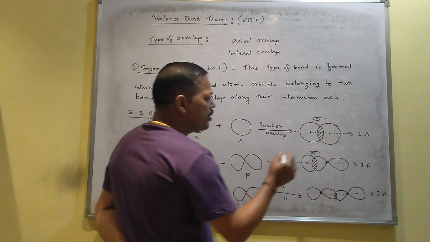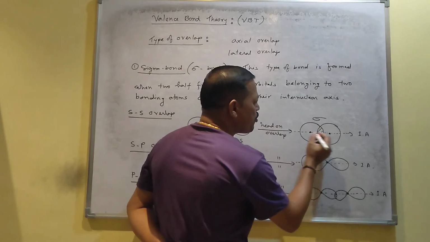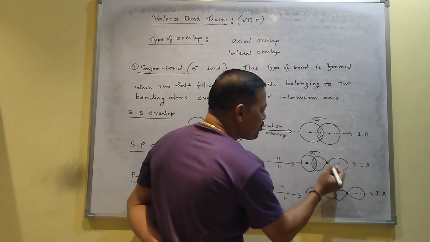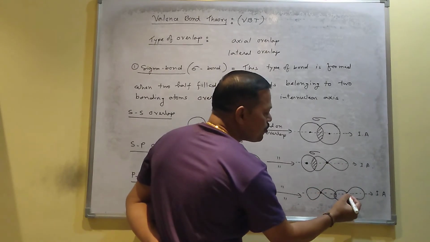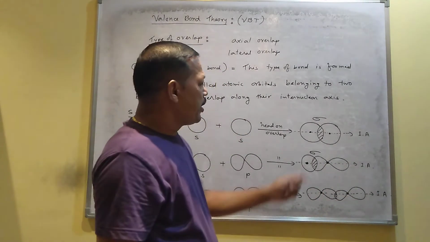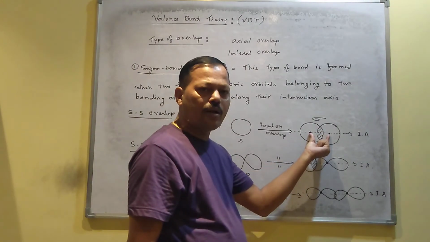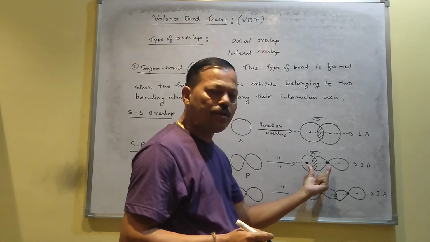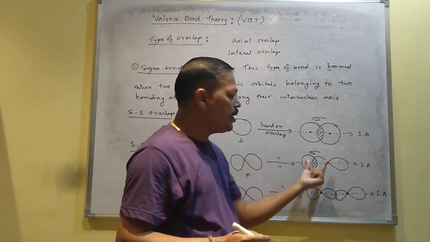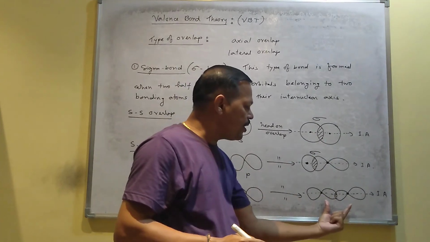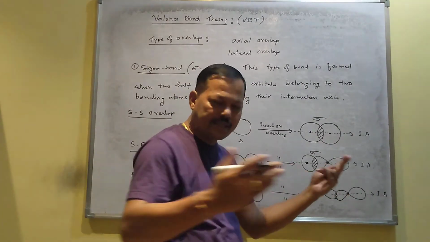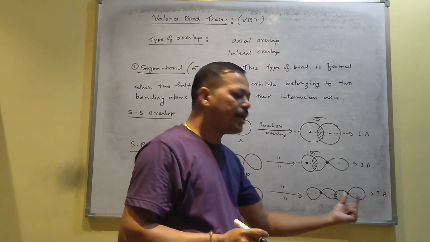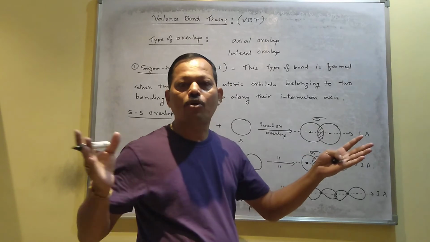Now here the length of the bond should be from this nucleus to that nucleus. Here the length of the bond should be from this nucleus to this nucleus. Here from this nucleus to this nucleus. Here the nuclei are closer, that's why the length of the bond will be shorter. Here the length is somewhat longer, that's why the bond will be longer than this one. And here it is the longest one due to the dumbbell shape of the p orbital. That's why those bonds formed between p and p orbitals are always longer.